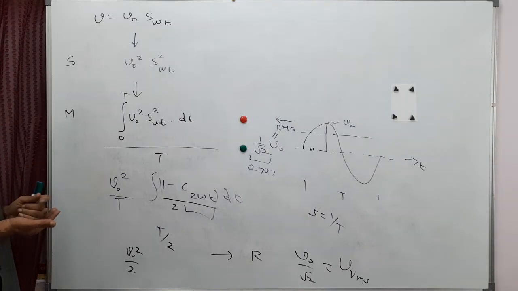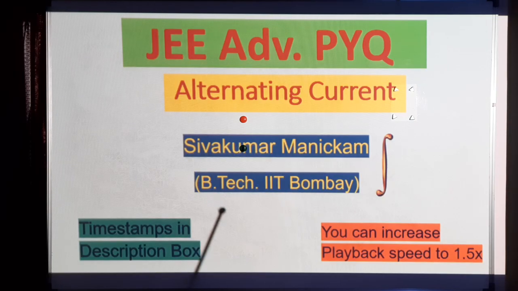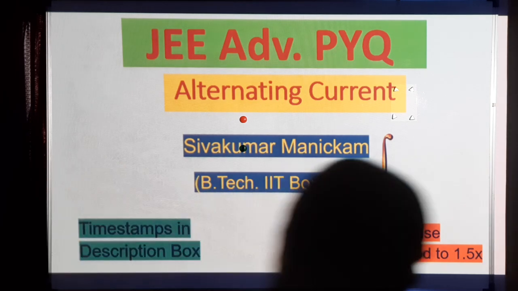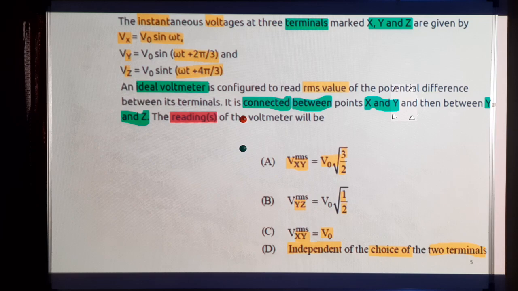With this understanding, you can solve this JEE Advanced question. Timestamps are given in the description box. You can watch parts of the video if you are running short of time. This is the question. You can read it.